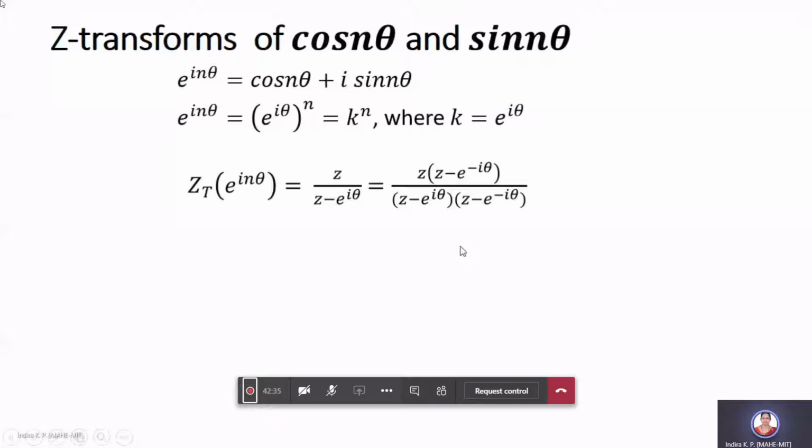So e power i n theta is cos n theta plus i sin n theta. The idea is to separate the real and imaginary parts here, and then equate the real and imaginary parts. So for that, I will multiply and divide by the conjugate. There is a small mistake. This should have been plus. So please make it plus. z into z plus e power minus i theta, z plus e power minus i theta. Now try to separate the real and imaginary parts.